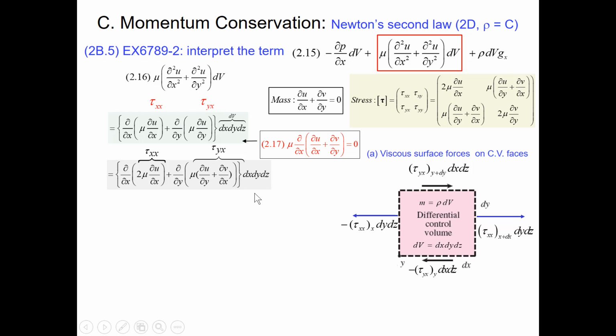Next, we will add 0 term to this equation because of the mass conservation, so it is 0 and its derivative is 0 as well. After some mathematical manipulation, we will get exactly the normal viscous stress and shear viscous stress.